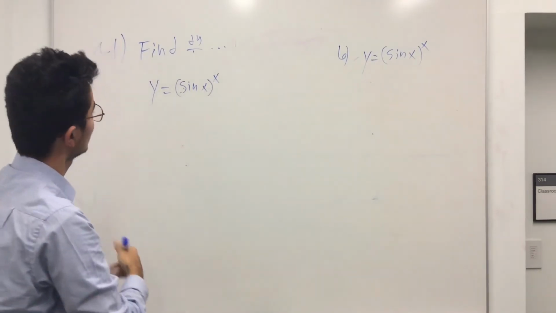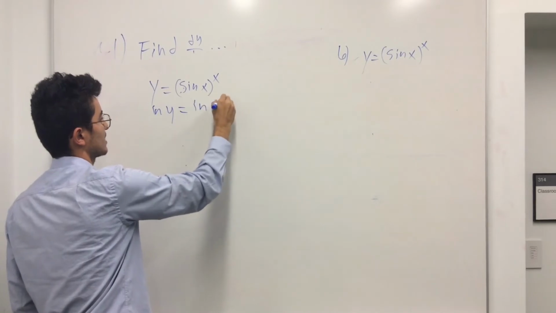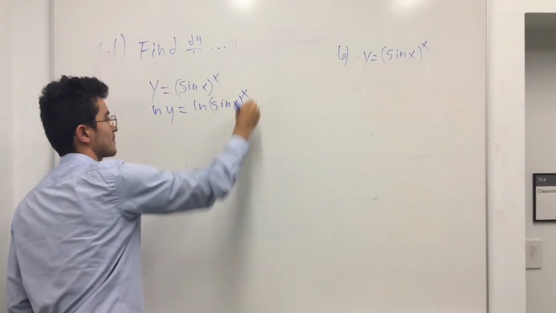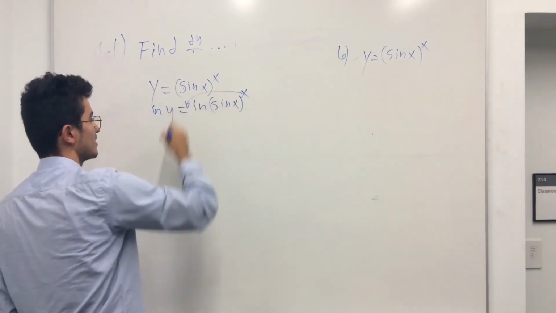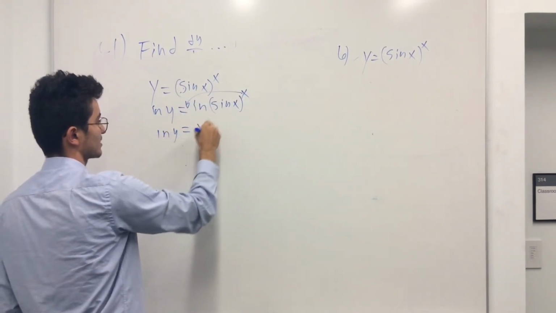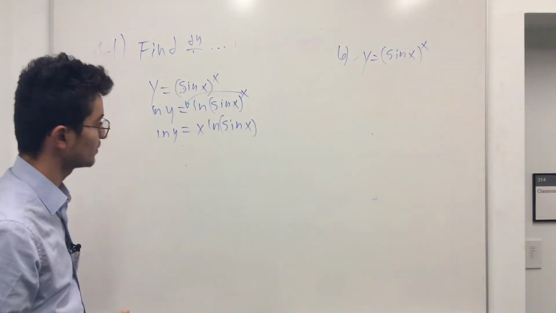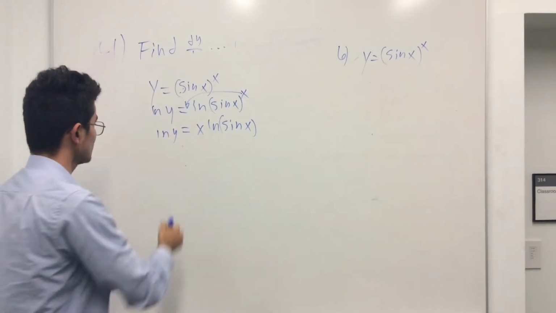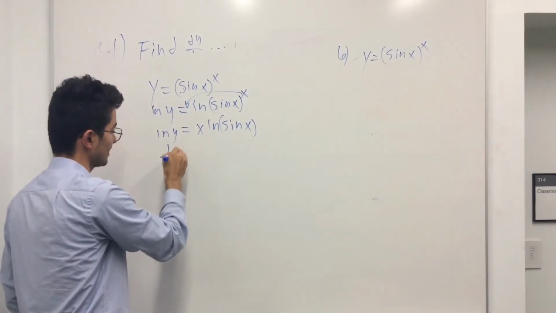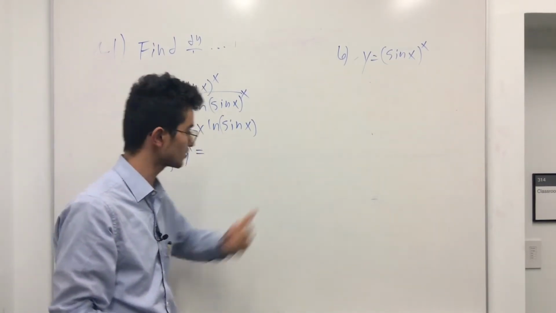You want to get rid of that. So ln of y equals ln of sine of x to the power of x. And according to the logarithmic power rule, we just bring x to this side. So we have ln of y equals x ln of sine x. Okay, and then we want to implicitly differentiate this expression. So the derivative of this side is going to be, in terms of y, 1 over y times y prime equals, here we use both chain rule and product rule.